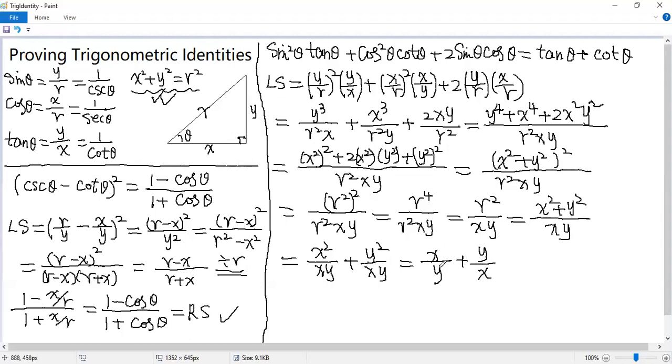So we see x over y is cotan theta. Y over x, tan theta. It is the right side. So we're done.